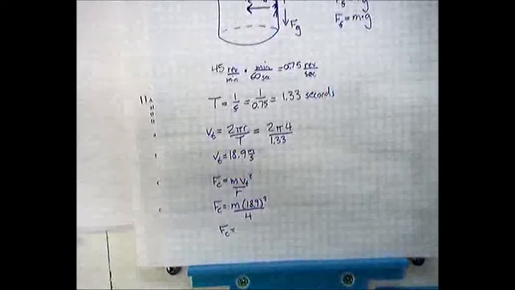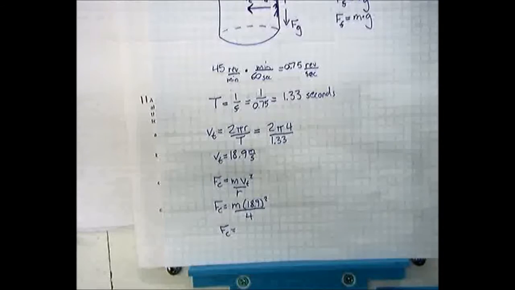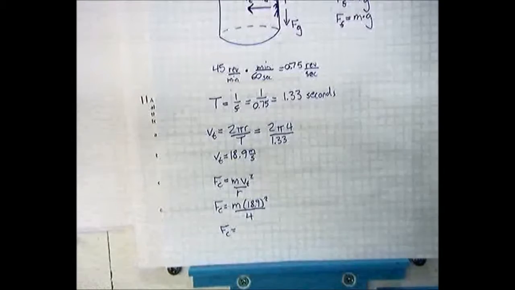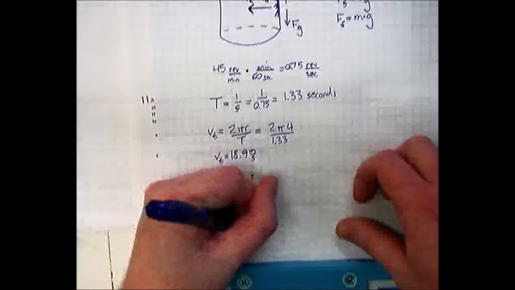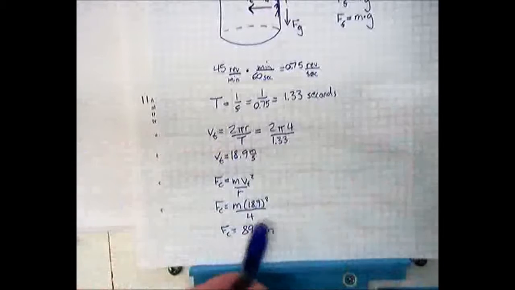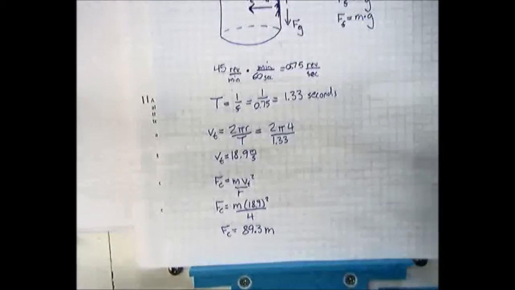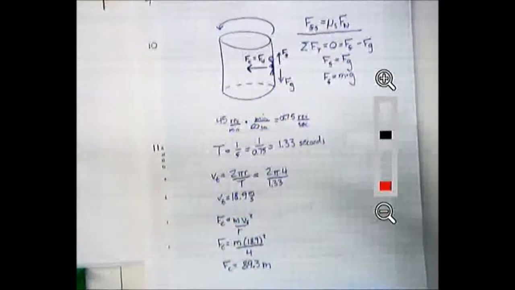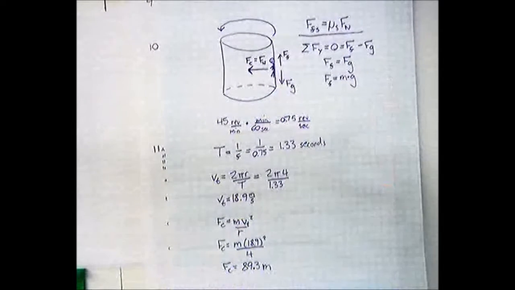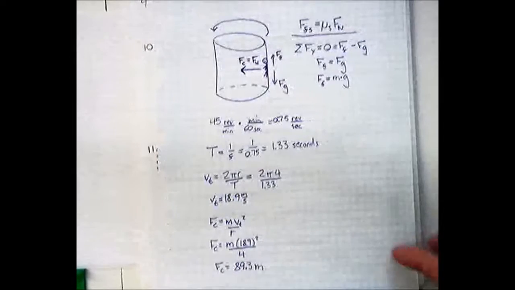We're going to do 18.9 squared and divide that by 4, and you get just about 89.3. That's 89.3 m, the mass, not 89.3 meters. Maybe I should have just done a capital M for both of these since it's unknown. But just remember this is mass, not meter. So now we have our centripetal force, and now we're going to do a whole bunch of substitution, and everything's going to fall together.